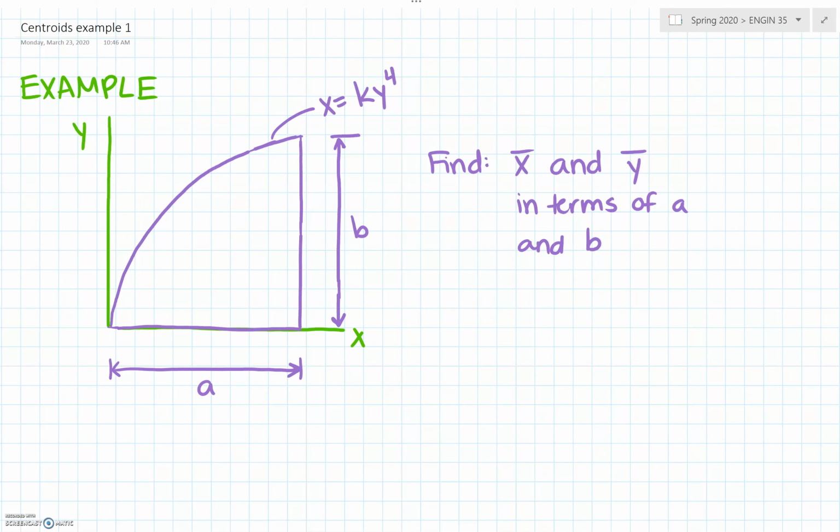In this example, we are going to go over this problem where we're asked to find the centroid x bar and y bar in terms of a and b of the shape shown. This shape is enclosed by this horizontal line, this vertical line, and the curve of x equals ky to the fourth.